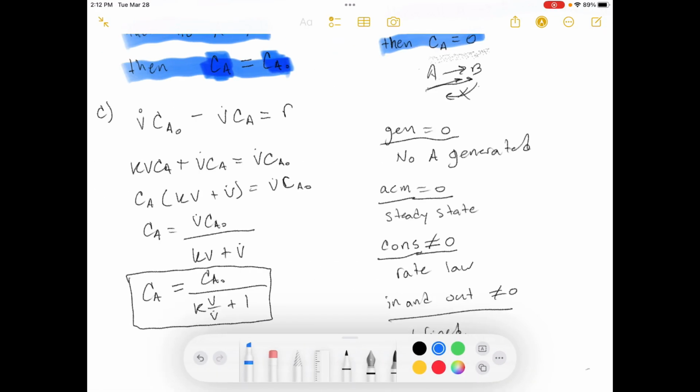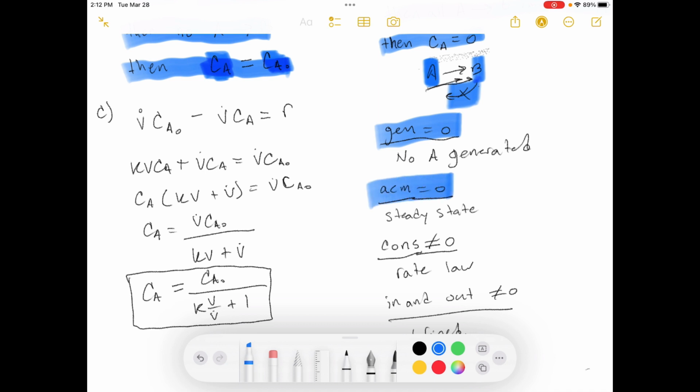As you can see here, there's no generation in the tank of A. There is of B, but there's none of A. The element or chemical A is not generated. It's only consumed. As I talked about before, it doesn't come back. Okay?